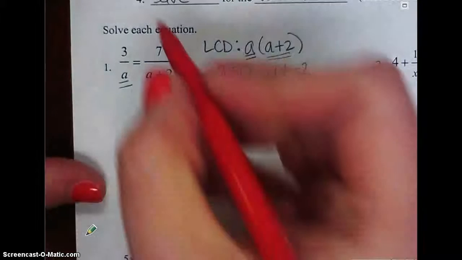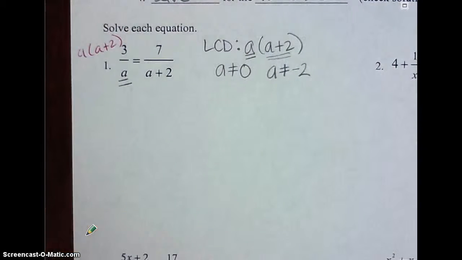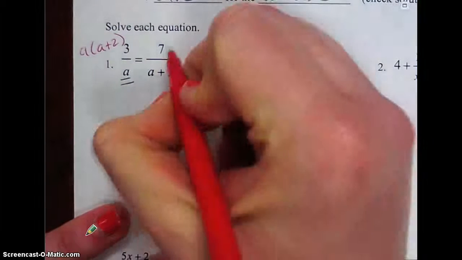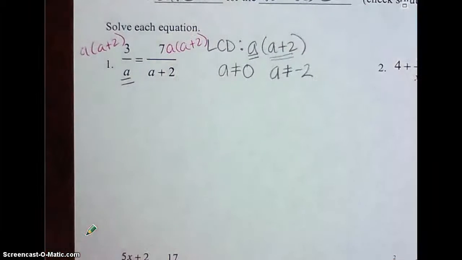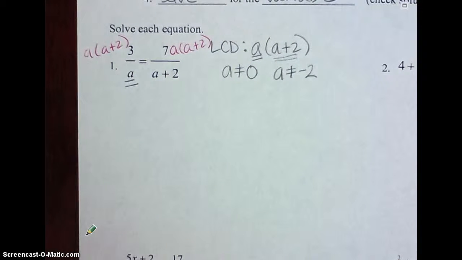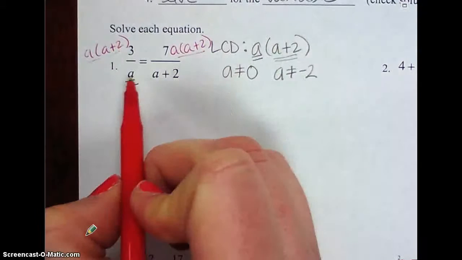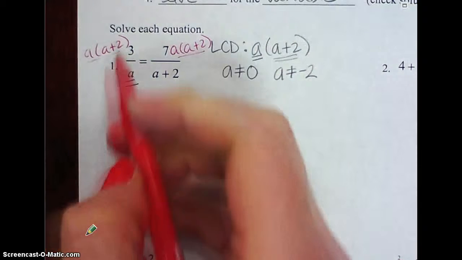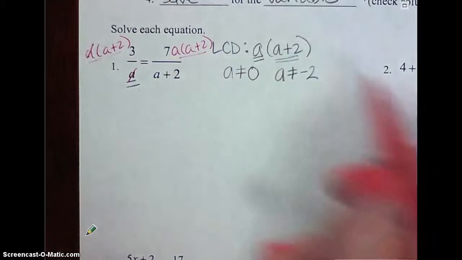Okay, so you want to take A times A plus 2 and multiply it on the left. And then you want to take A times A plus 2 and multiply it on the right. So I have 2, it's in red, I don't know if you can see that. What crosses out on this side? Yeah, the single A crosses out. And what crosses out on the right? The A plus 2.